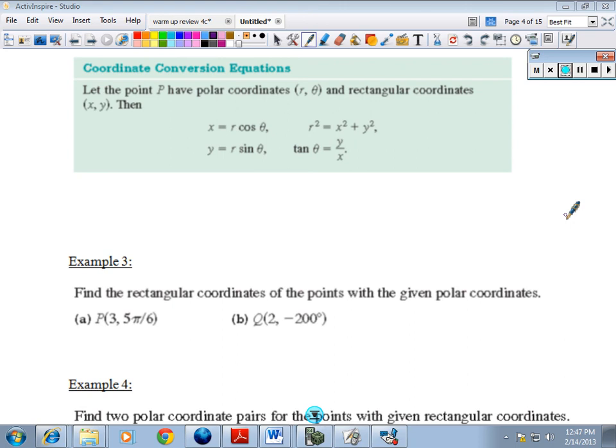Alright, now we're doing BC Calculus, Polar, examples 3 through 6. I am aware that I did skip 5, sorry. But we're doing 3 through 6.